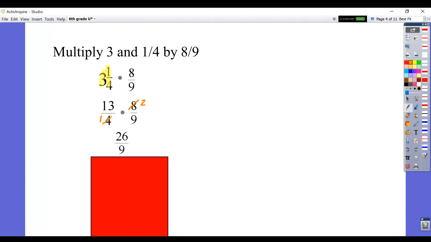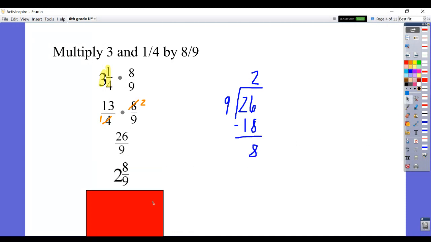And again, you would change that to a mixed number. So 26 divided by 9. 9 goes into 26 2 whole times. That'll be your whole number, giving you 18. And subtract, you get 8. So that would become the mixed number of 2 8/9.